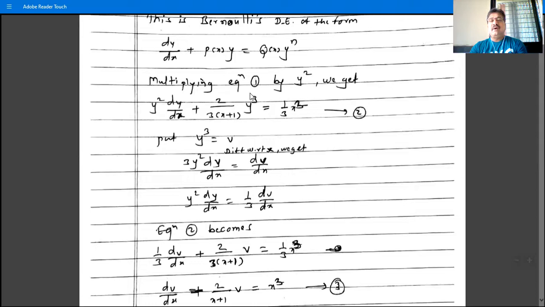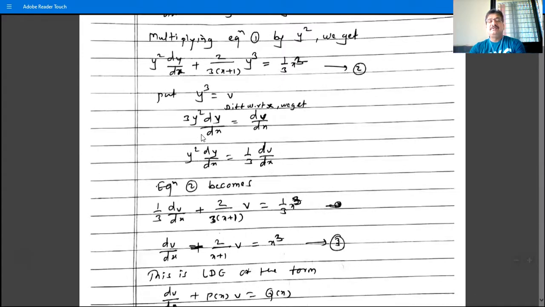Now substitute y³ = v. So y³ is equal to v, and differentiating with respect to x on both sides, we get 3y² dy/dx. If there were x³, then the differentiation with respect to x would be just 3x². But this is y³, which is a function of y, and the differentiation is with respect to x, so multiply by dy/dx. 3y² dy/dx is equal to dv/dx, and then shifting this 3, y² dy/dx is 1/3 dv/dx.